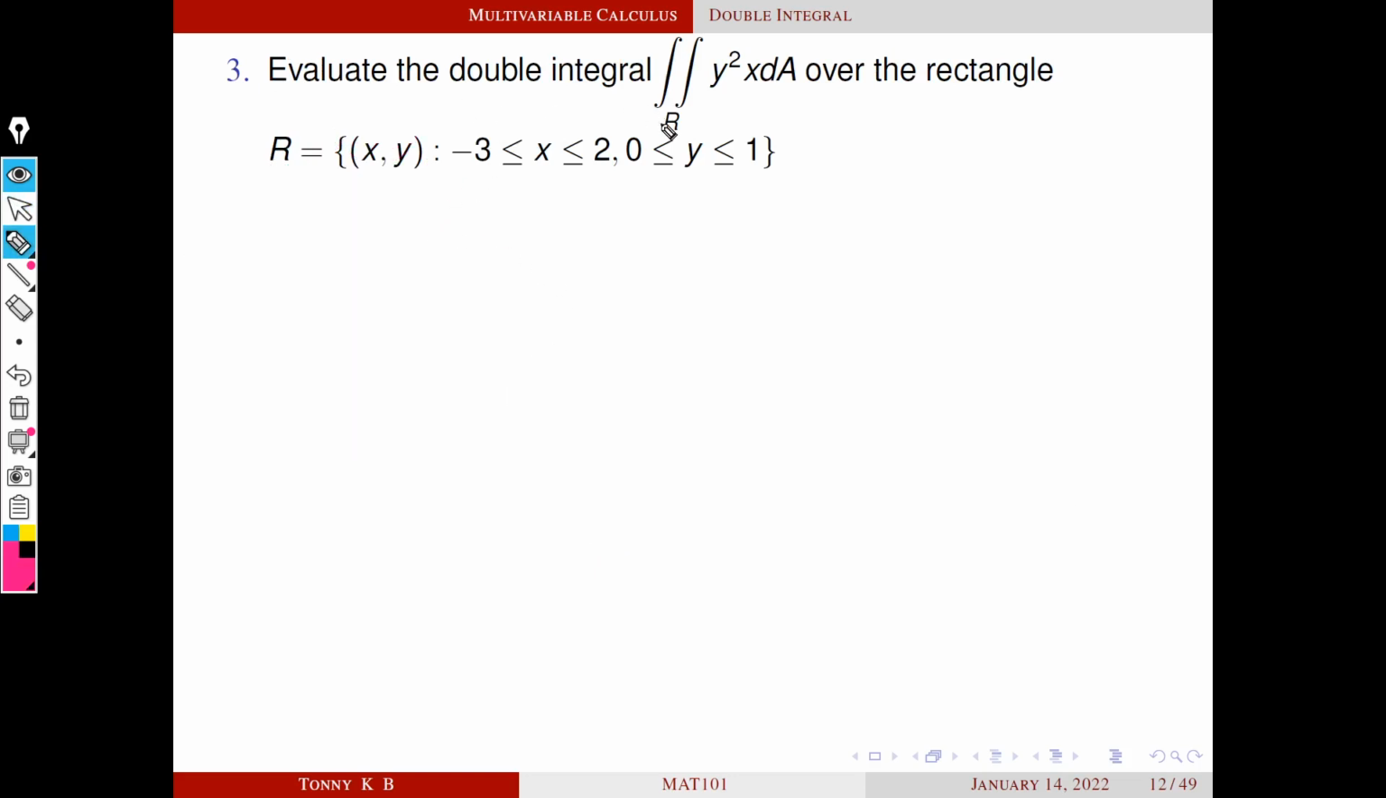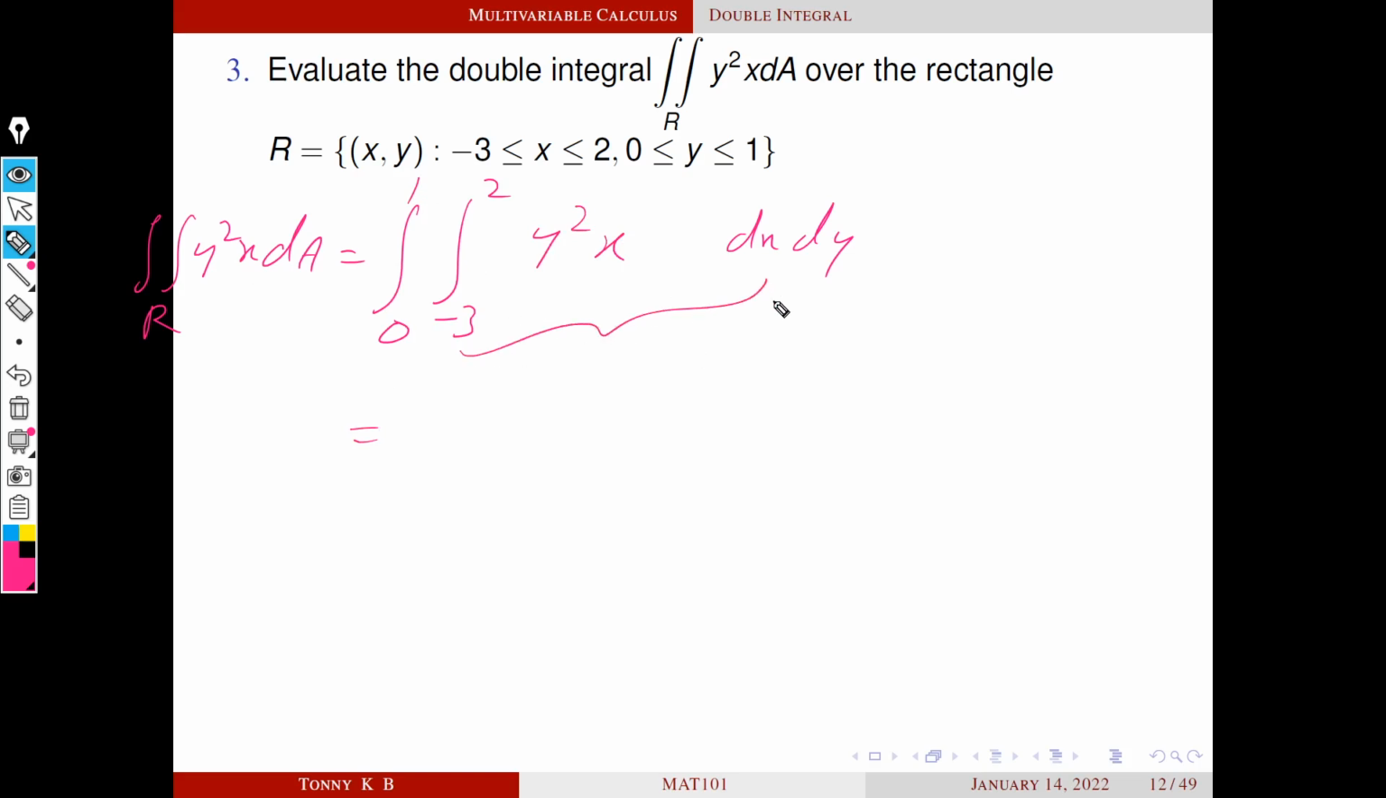Next problem: evaluate the double integral over R of y square x dA over this rectangle. Now we can easily set up this integration. You can integrate in any order, so I am going to integrate in the order dx dy. First you have to set up the limits. X is varying from minus 3 to 2 and y is varying from 0 to 1. Our function is y square x.